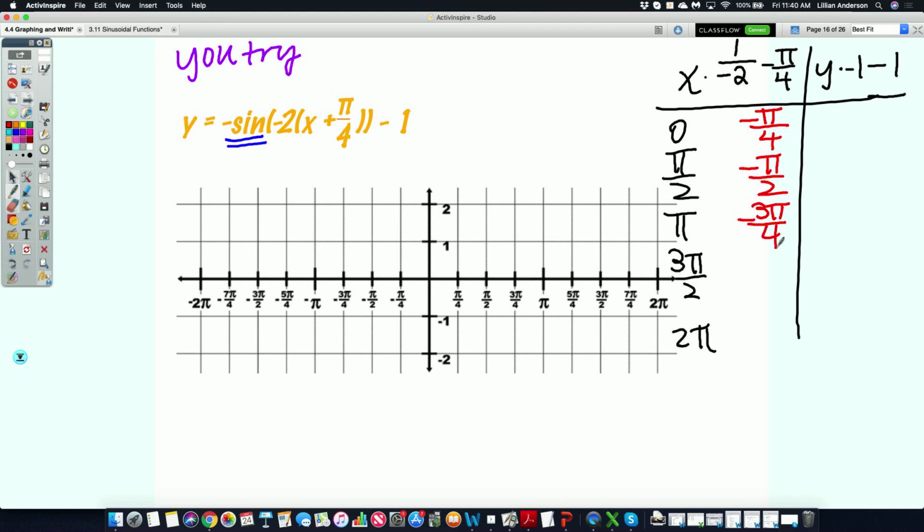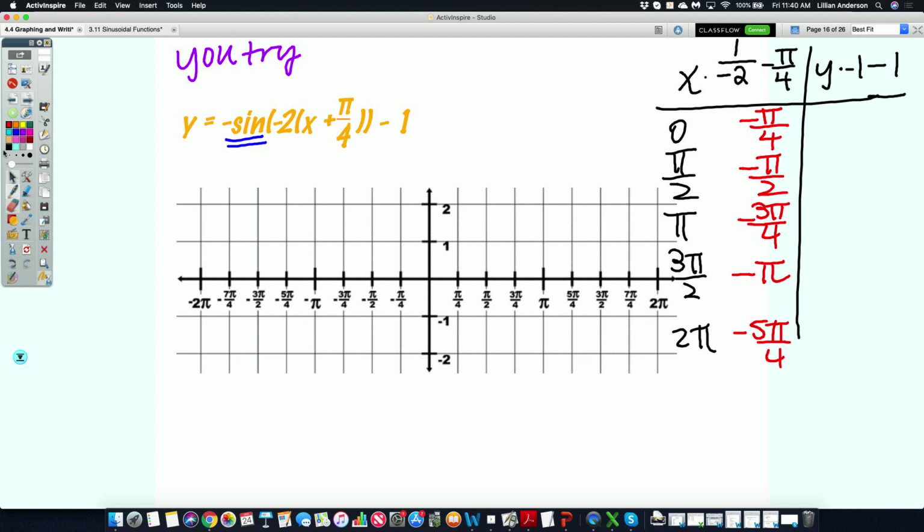And remember, I was saying, there's a pattern between your x's, right? You had a negative pi over 4, then you had a negative 2 pi over 4, then you had a negative 3 pi over 4, so the next one should be a what? Negative 4 pi over 4, which is a negative pi. And then the last one should be a? Negative 5 pi over 4. There you go.